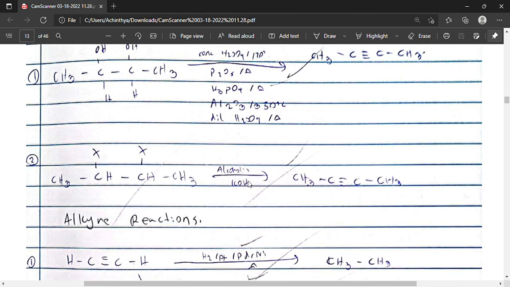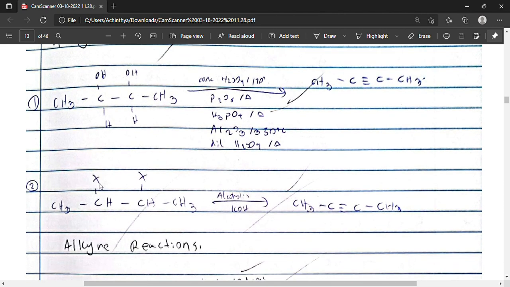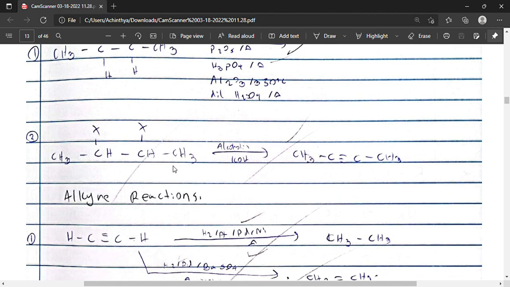Another way of obtaining an alkyne is the dehydrohalogenation of a vicinal dihalide. Here, in the same way, the halide runs away with the hydrogen of the adjacent carbon and goes away as a hydrogen halide, producing two pi bonds, which results in the formation of a triple bond. And we do so with the reagent alcoholic KOH.